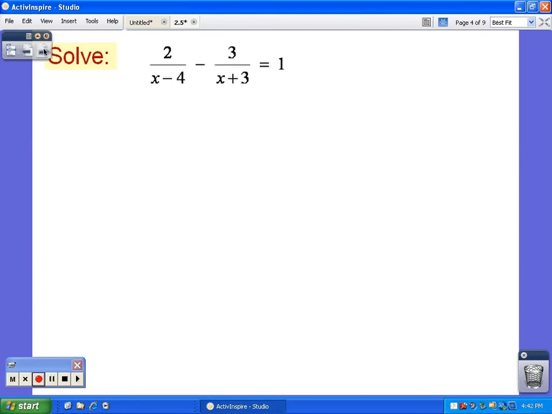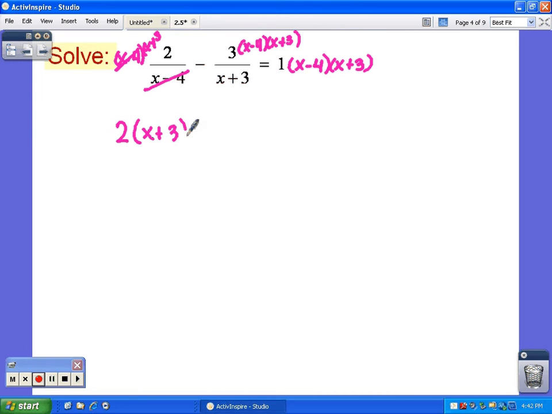This next one, none of our denominators will factor, so we know that the least common denominator would be both the x minus 4 and the x plus 3. So writing it out beside every term to remind me of that. And again, my denominators should cancel. So the first one, the x minus 4's cancel to leave me 2 times x plus 3. Second fraction, the x plus 3's cancel to leave me 3 times x minus 4. And then on the right-hand side, of course, 1 times anything is itself, so we have the x minus 4, x plus 3.